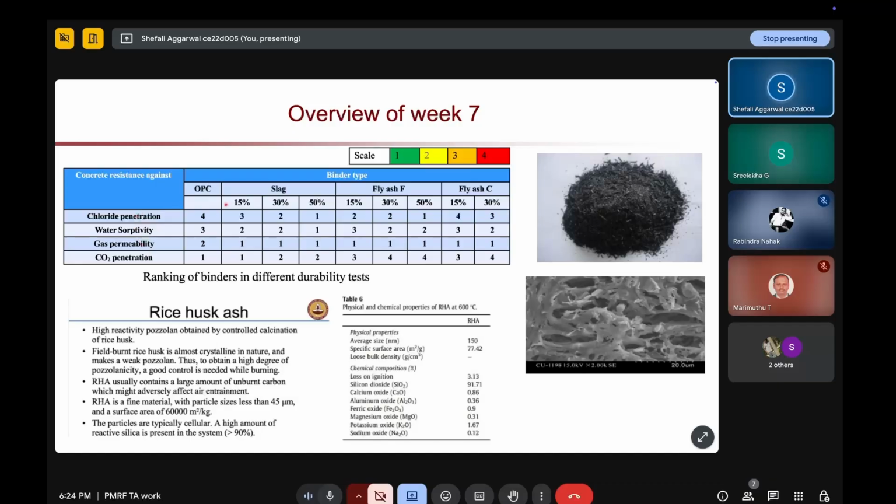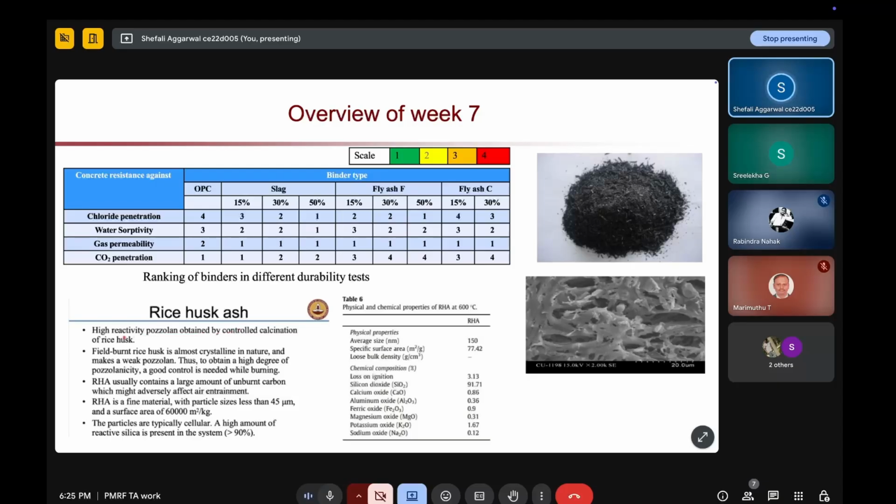So with the addition of OPC, slag, fly ash, and different fly ash C type at different percentages of replacement, how will we rank these types of concretes? These are the basic SCMs which are being used in the concrete system. Now, along with these SCMs like fly ash, slag, and silica fume, we have some other SCMs mainly found in India, like rice husk ash.